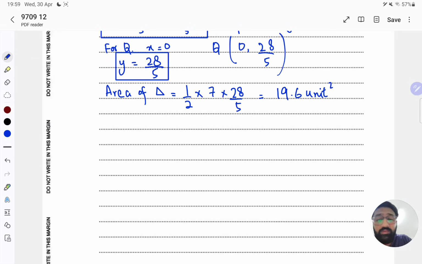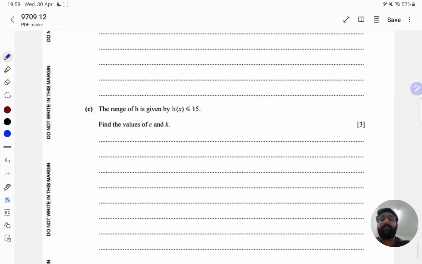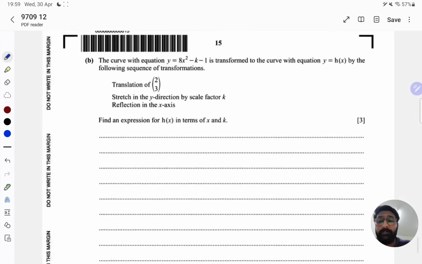unit square. Area of the region A is already known, which is 13. So area of B can be calculated, which will be 19.6 minus 13, which will be 6.6 unit square. Let's move to question number 11, and question number 11 is the last question.